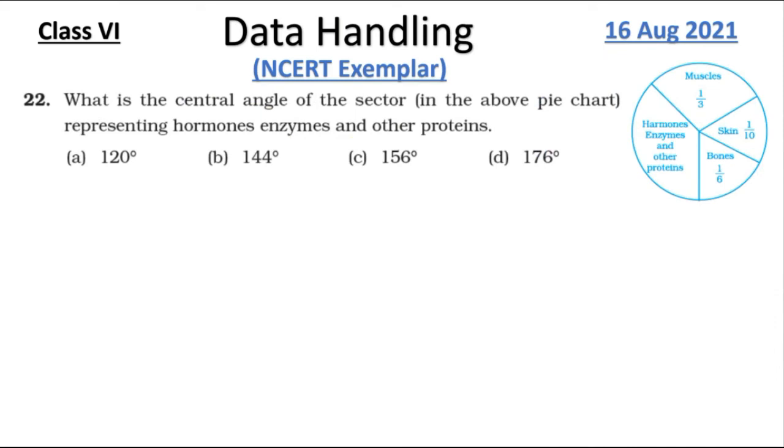Question 22. What is the central angle of the sector representing hormones, enzymes, and other proteins? So it can be done like this. The portion representing the hormones and other proteins will be like 1 minus the remaining fractions, 1 by 3 to be added to 1 by 10 to be added to 1 by 6.